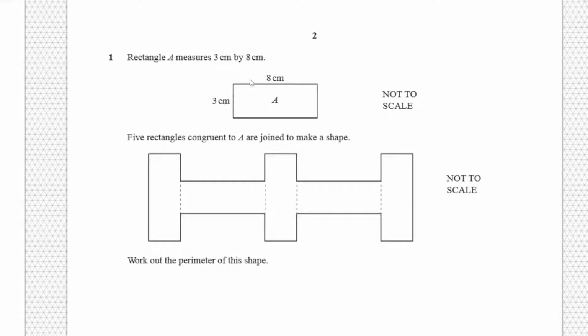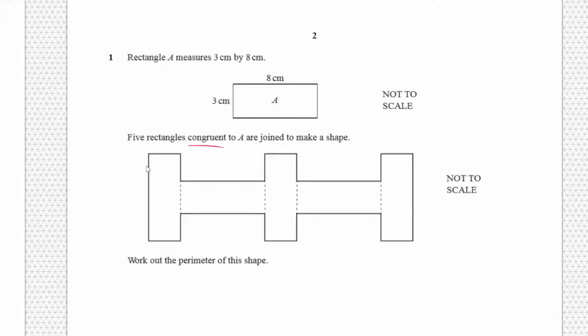Rectangle A measures 3 by 8 centimeter length and breadth. 5 rectangles congruent to A are joined to make a shape. So 5 rectangles congruent. By looking at this, you can say congruent means all of them are exactly the same, right? Congruent, that's what congruent means, when shapes are exactly the copy paste of one another.